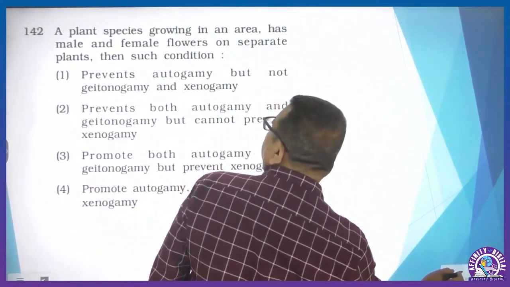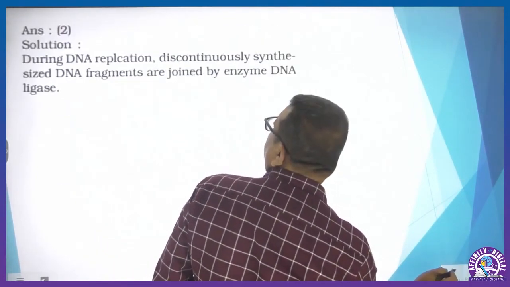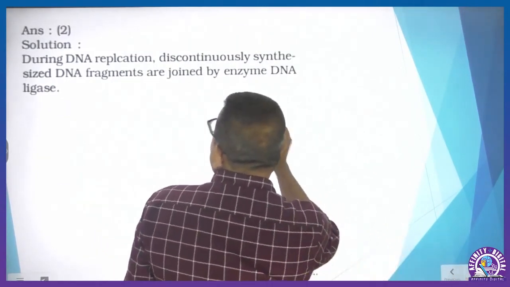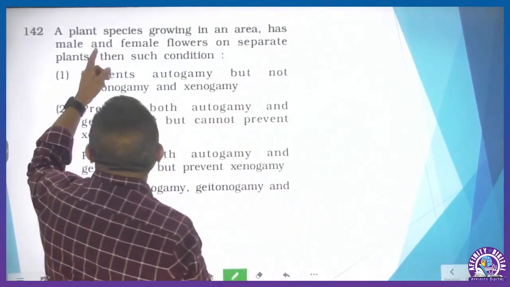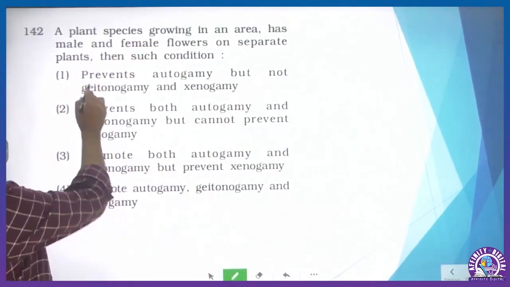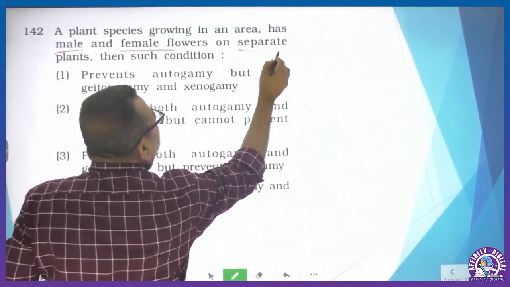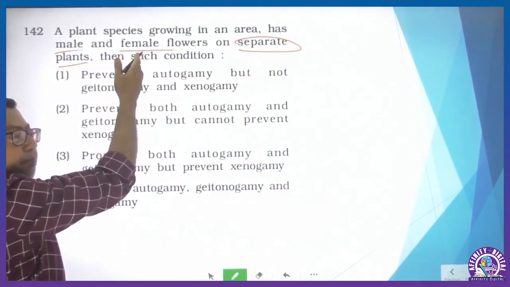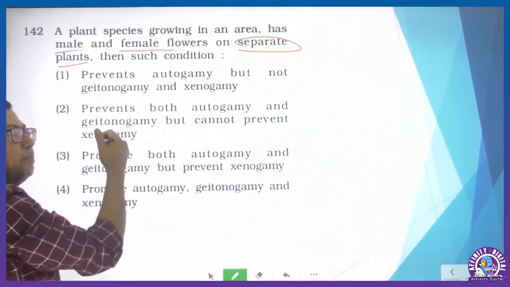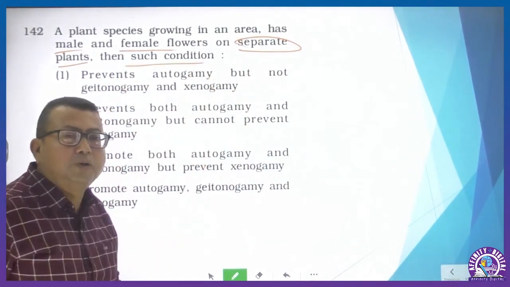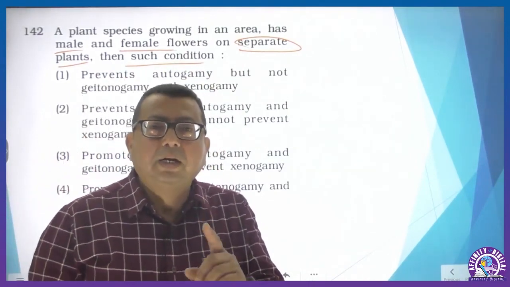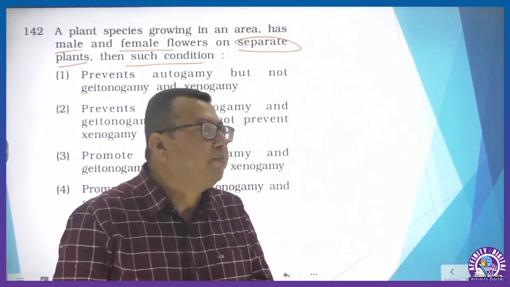Which option number? Option number 2, okay? DNA ligase. Next question. A plant species growing in an area has male and female flowers on separate plants. What type of plant is this? Monoecious plant is a plant bearing both male and female flowers.